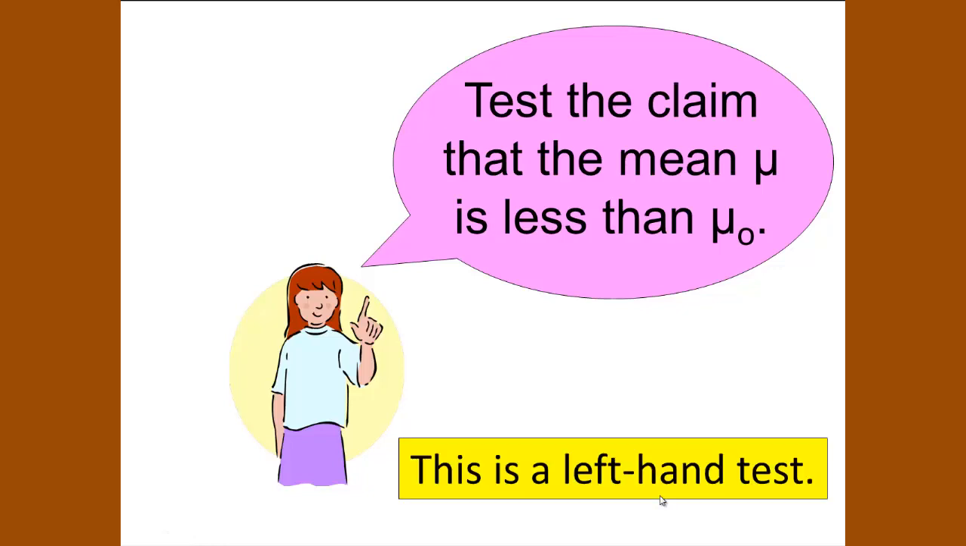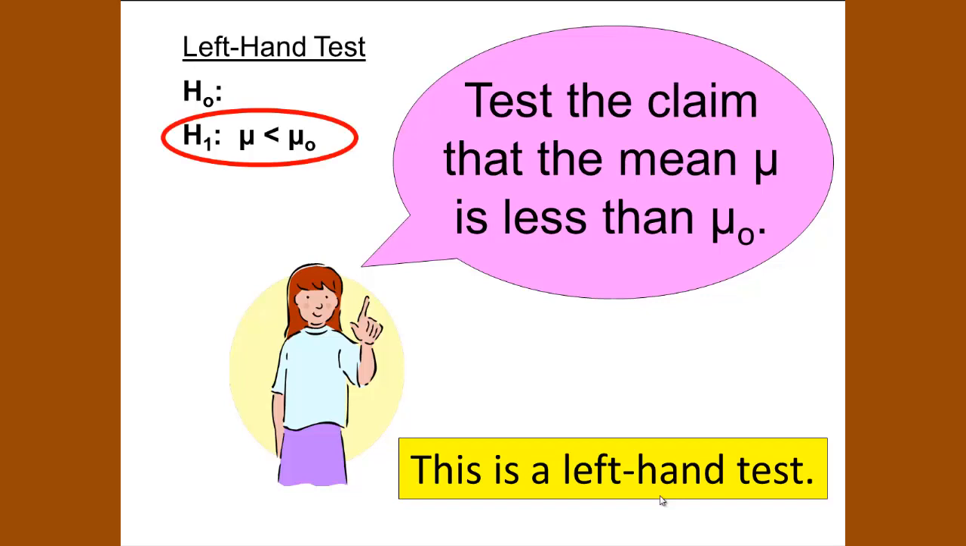left-hand test. Since less than does not contain the condition of equality, that is the alternate hypothesis, H sub 1, and we put that there in H sub 1: the alternate hypothesis, that the mean is less than whatever that particular value is, mu sub 0. So we have mu is less than mu sub 0.